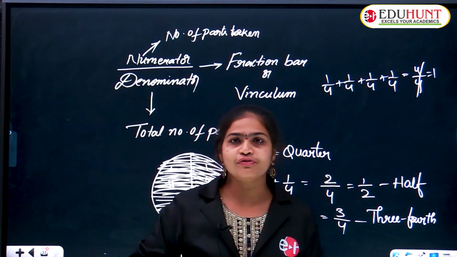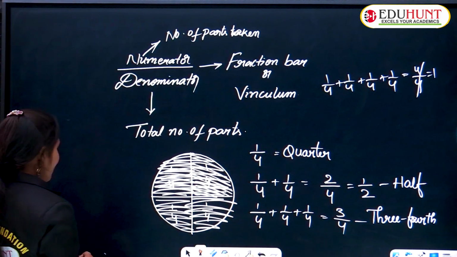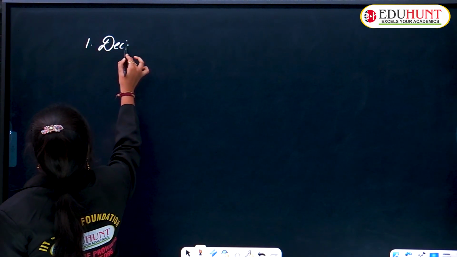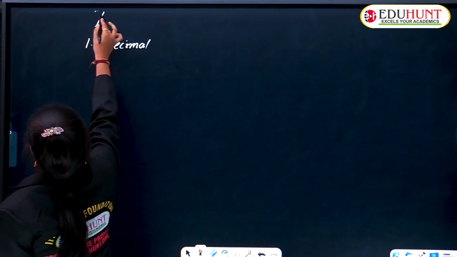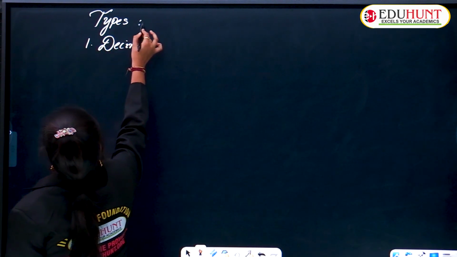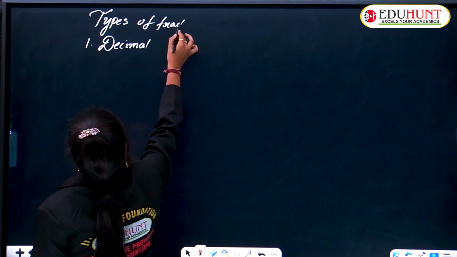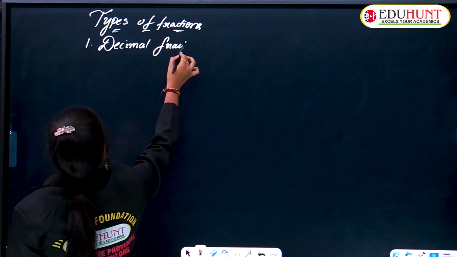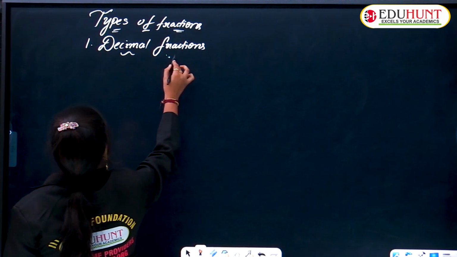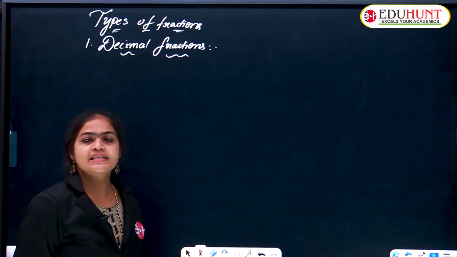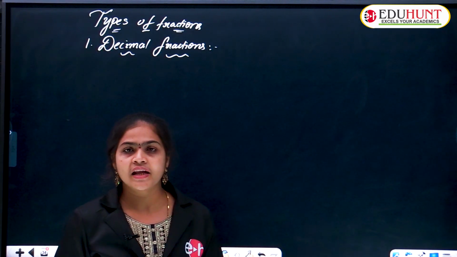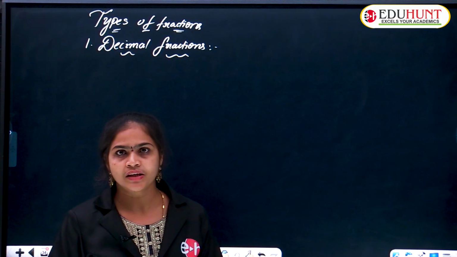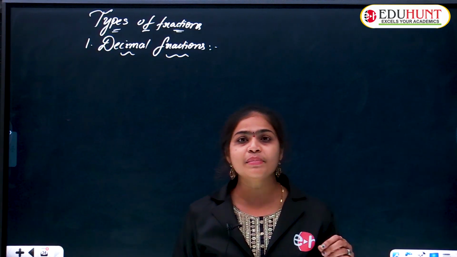Now, types of fractions. The first one is decimal fractions. What about the decimal fraction? Decimal fraction means that if the denominator of a fraction is equal to 10 or powers of 10, then we will call that fraction a decimal fraction.